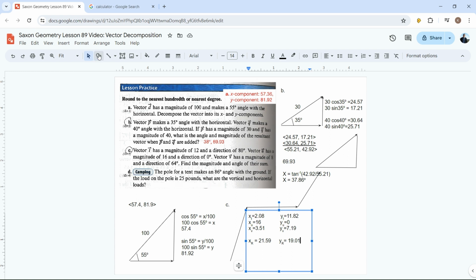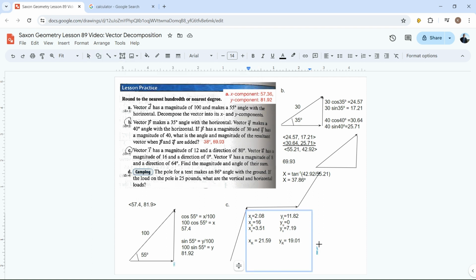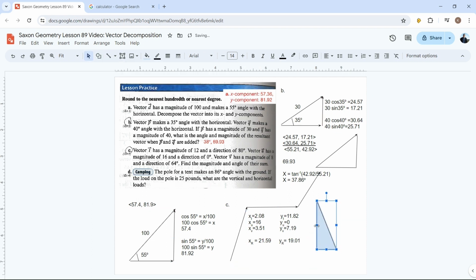If I were to go ahead and just make the triangle that looks like that, just so I can visualize this one, because it's important to be able to visualize. The triangle that this vector makes would look sort of like this, where the bottom of it is 21.59. This side is 19.01. I need to find the magnitude and angle of their sum.